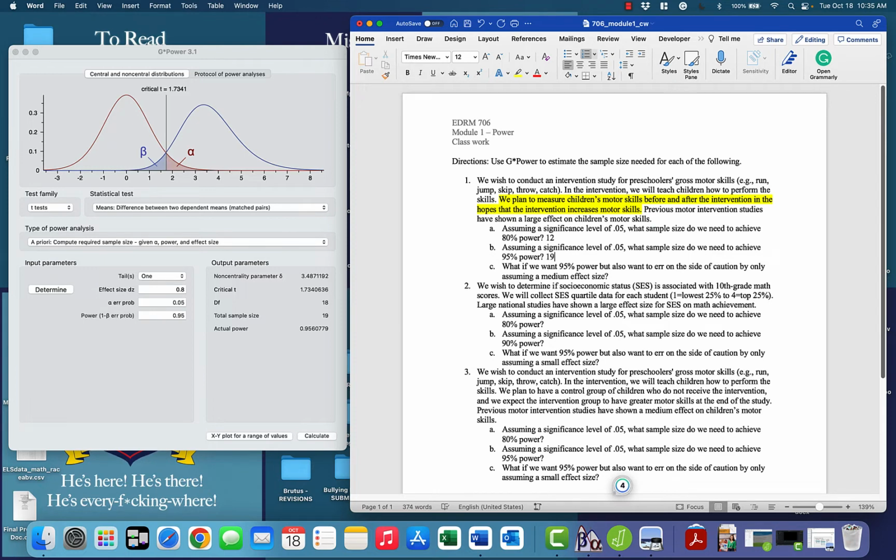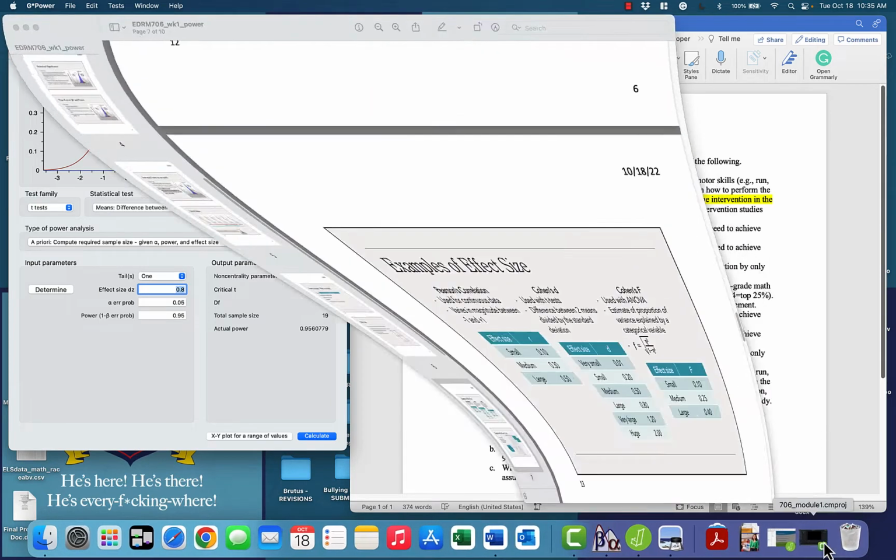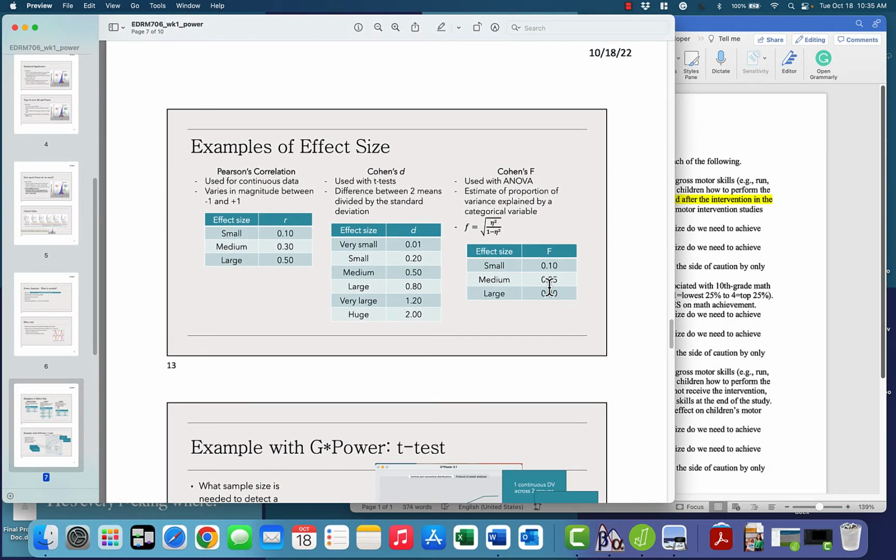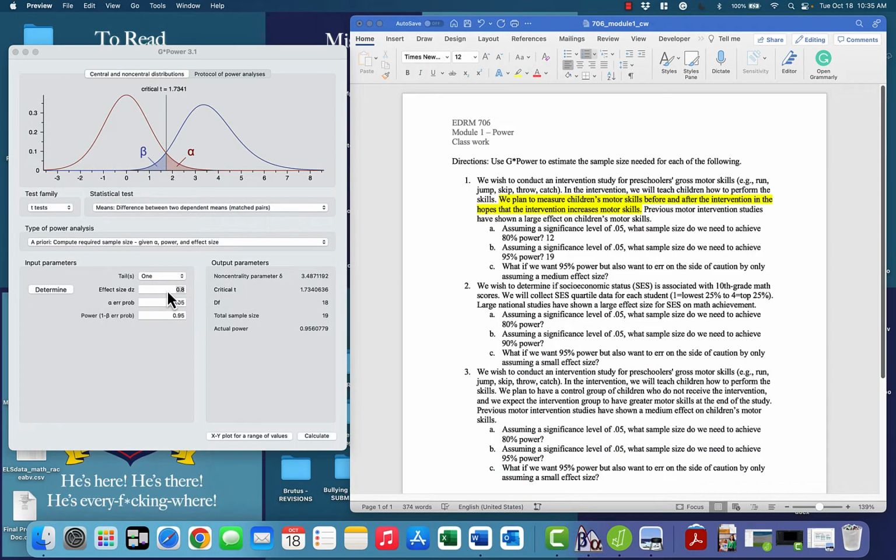All right, what if we want that 95% power, but also want to err on the side of caution by only assuming a medium effect size? So if we assume a smaller difference, right? So we go in here to our effect size, and again, you may want to keep this table on hand as you work through the classwork and the homework. So I'm referring to this Cohen's d table here. So large was 0.8. All right, and if we want to decrease to medium, so we're decreasing to 0.5. So I'm going in here and changing this to 0.5.